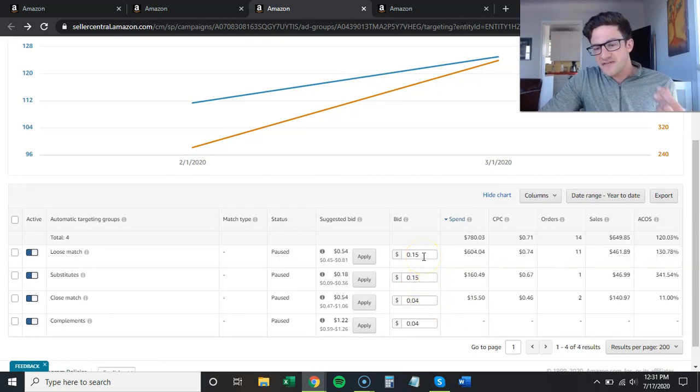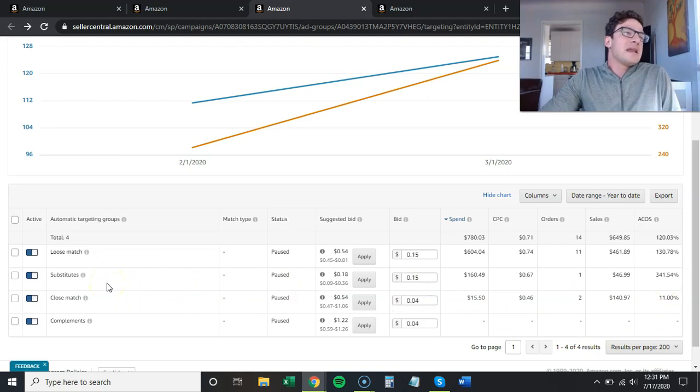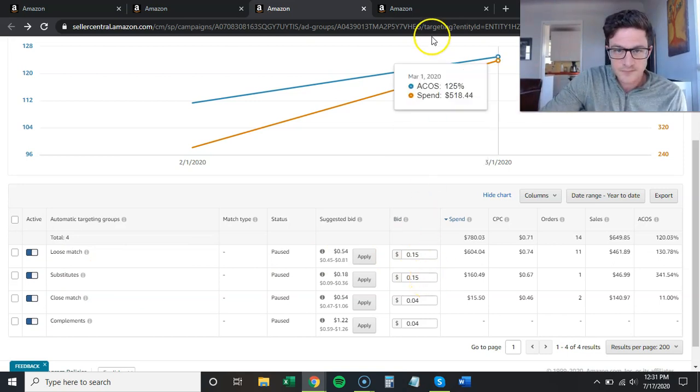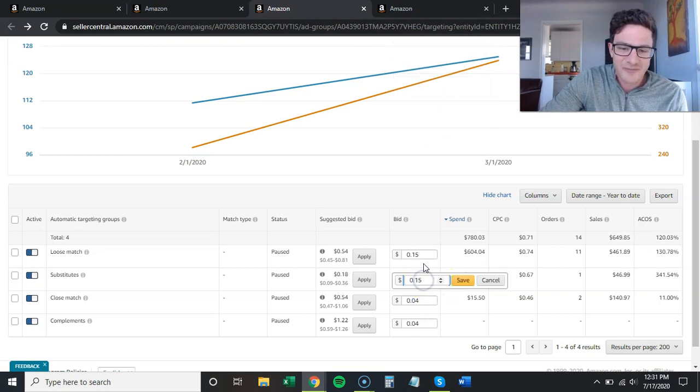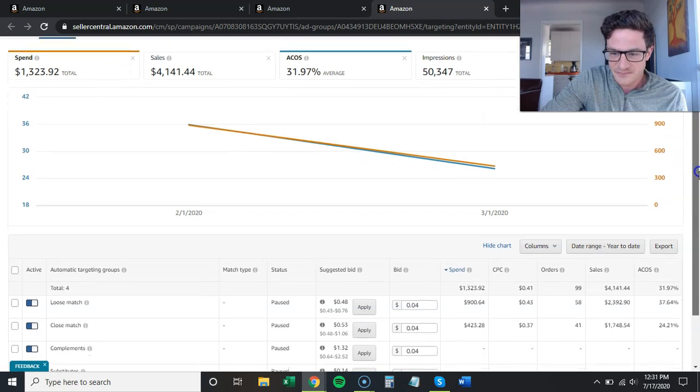This 15-cent bid would have maxed out at $1.50, right? But the close match was still doing great the whole time. They got two really, really good orders at a low ACoS. But these two, loose match and substitutes, all they did was give us some good negative keywords that we know we're not going to convert for. But I learned this the hard way. Do not push loose match and substitutes in these auto TOS.